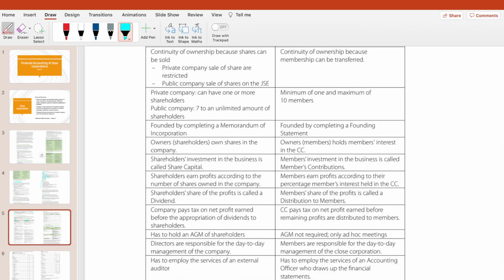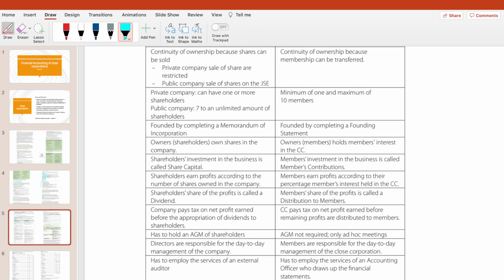A company is founded by completing a memorandum of incorporation, and a CC is founded by completing a founding statement. In a company, shareholders own shares of the company. In a CC, owners or the members hold membership interest in the CC. A company shareholders' investment in the business is called share capital, and members' investment in a CC is called members' contributions.